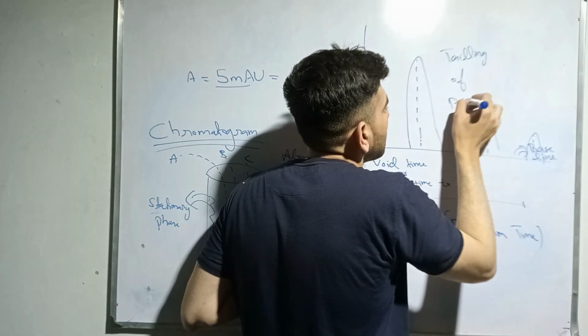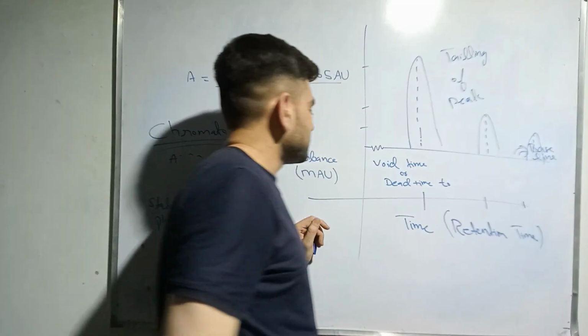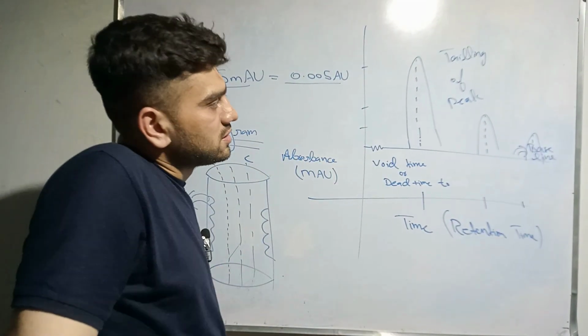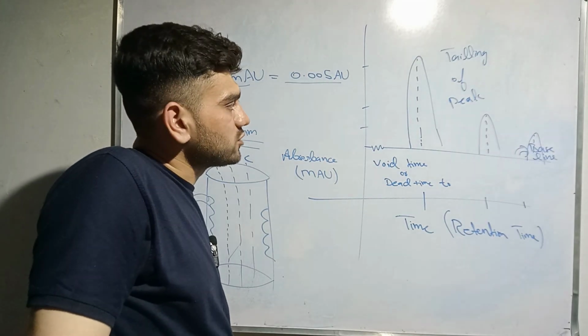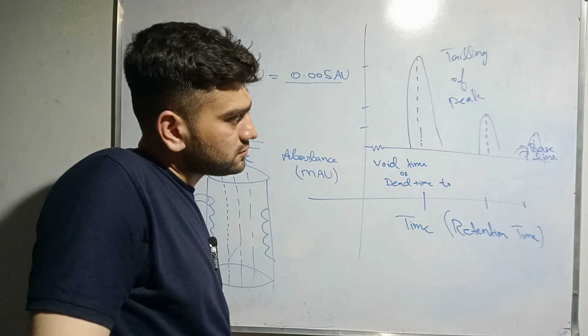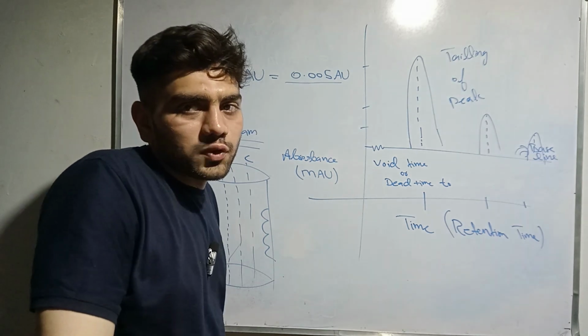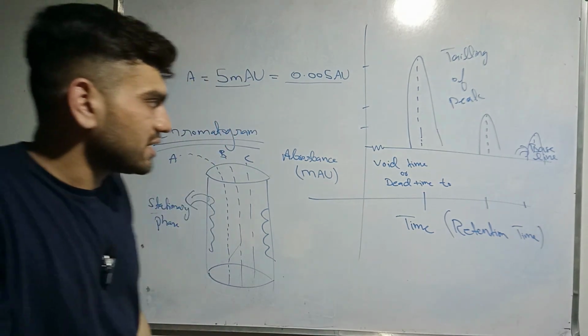Tailing of peak. So this type of graph is shown by HPLC, through which we can identify different components of a sample. In the next lecture, we can calculate the exact value.